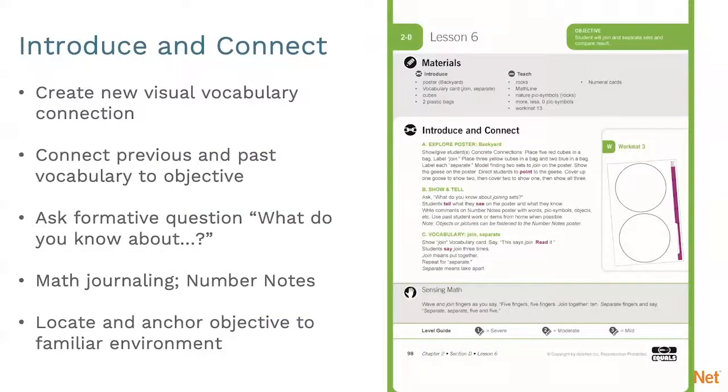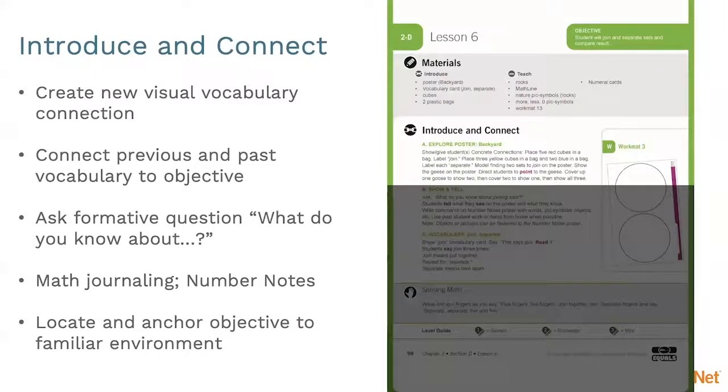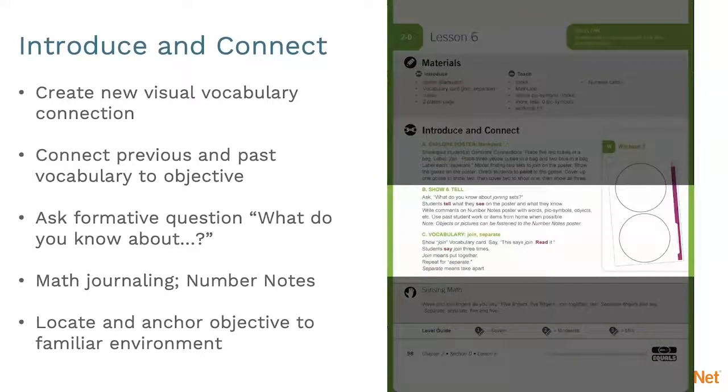On page 2 of the lesson, students move to the Introduce and Connect activity. Students begin with Section A, the Explore poster. The group builds a second concrete connection for the vocabulary words join and separate. The backyard poster is used again. Students can begin to point to examples of sets and how they can be joined and separated. Students and teachers now move on to Section B, Show and Tell.